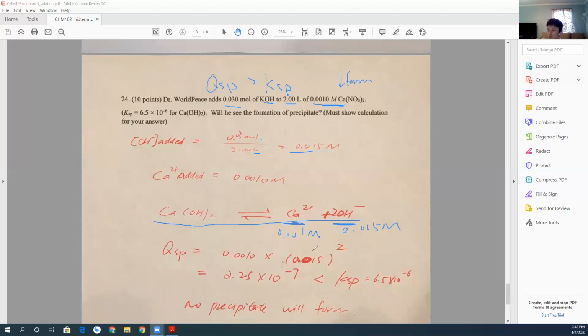Then you have to square this concentration, because the coefficient is 2. A lot of you forgot to do the square. So the Qsp is the calcium concentration times the hydroxide concentration squared. So you get this Qsp, which is smaller than Ksp. So we say no precipitate will form.